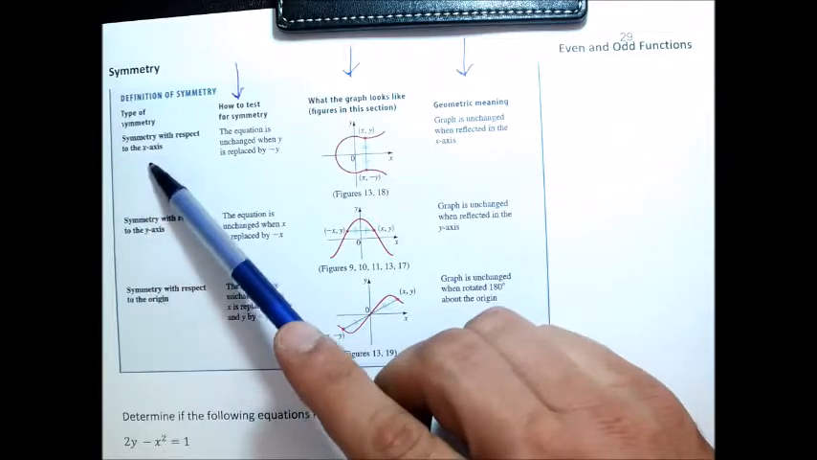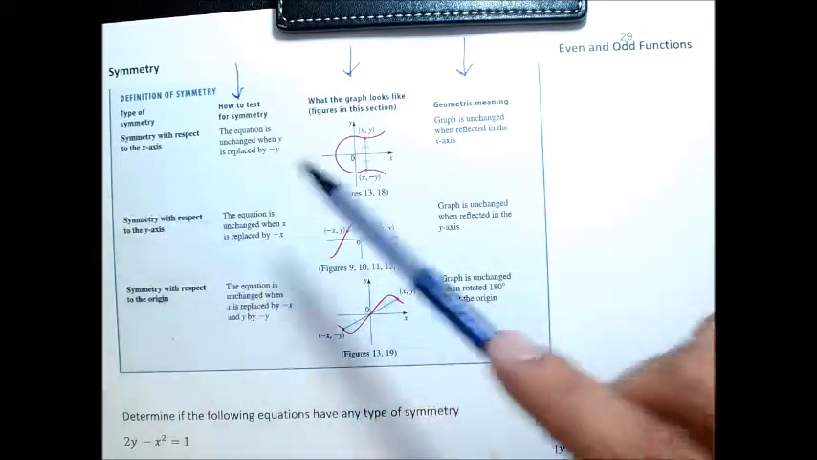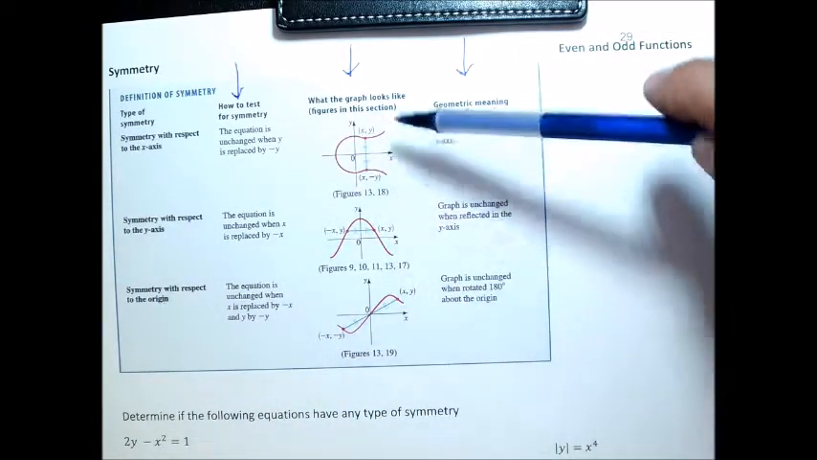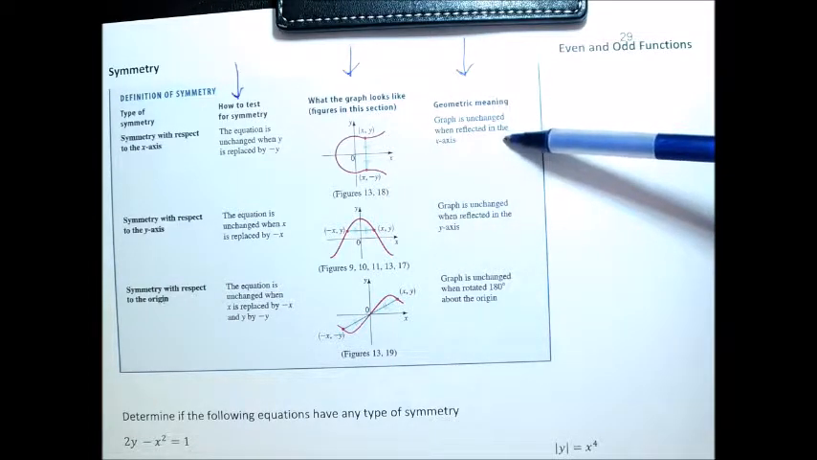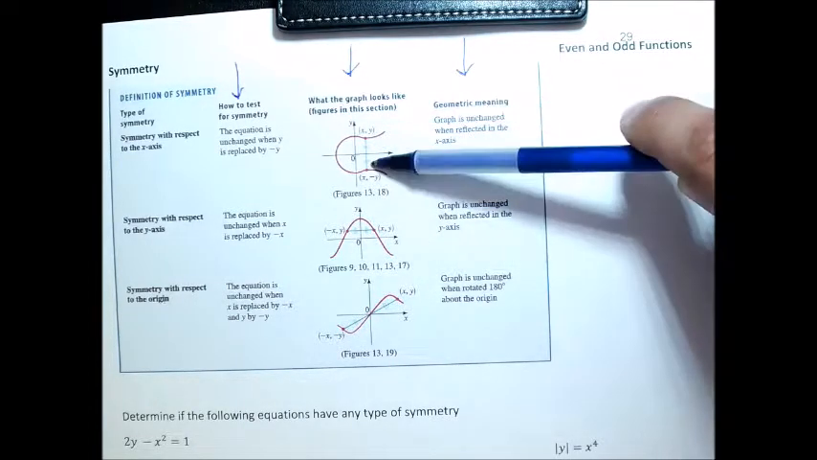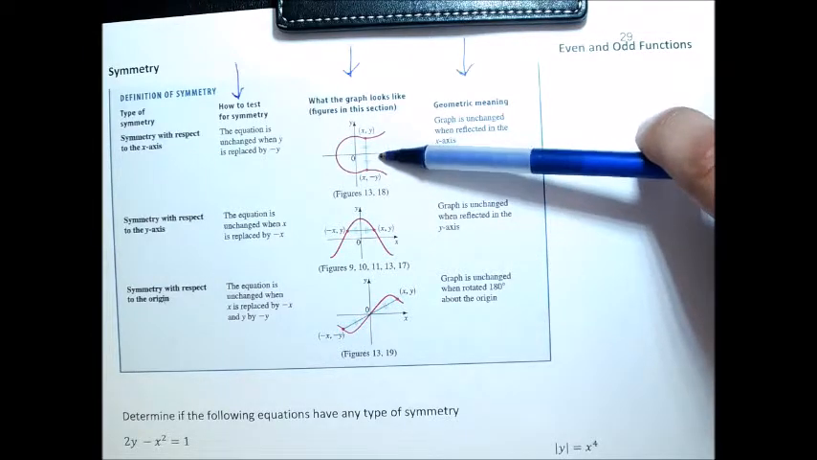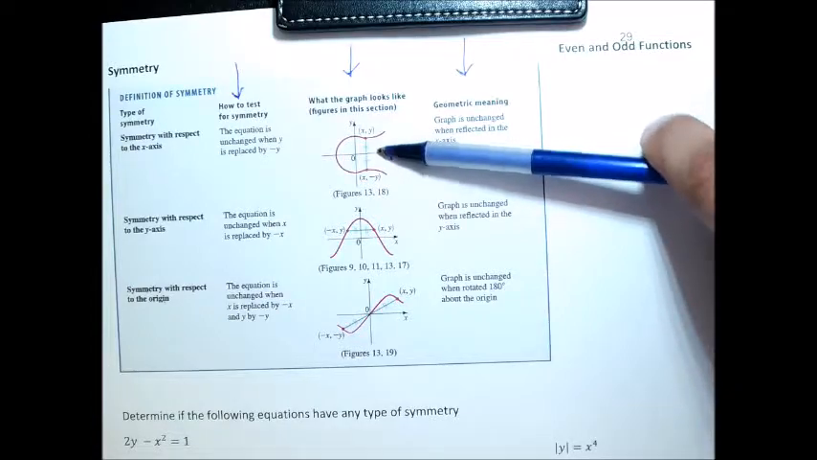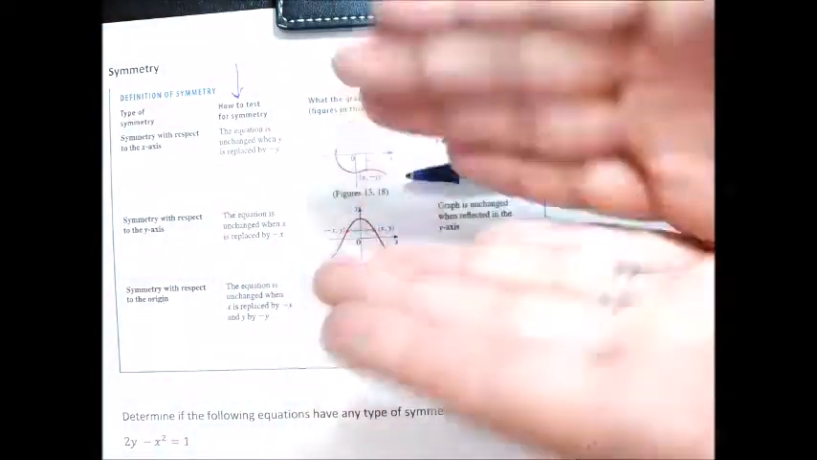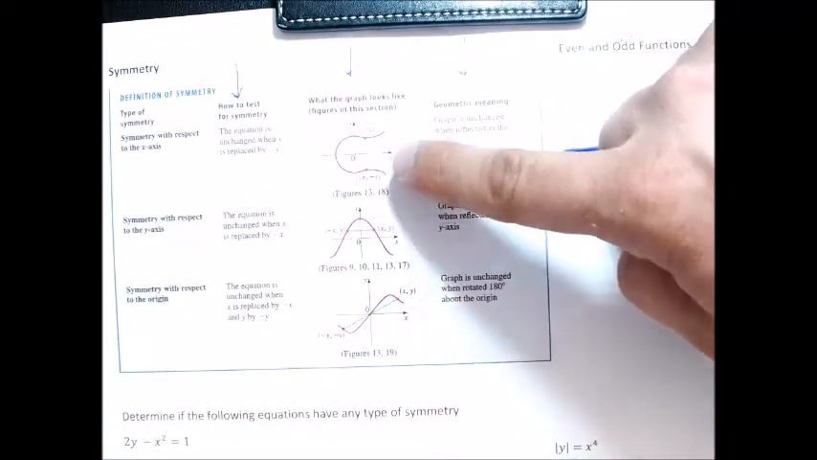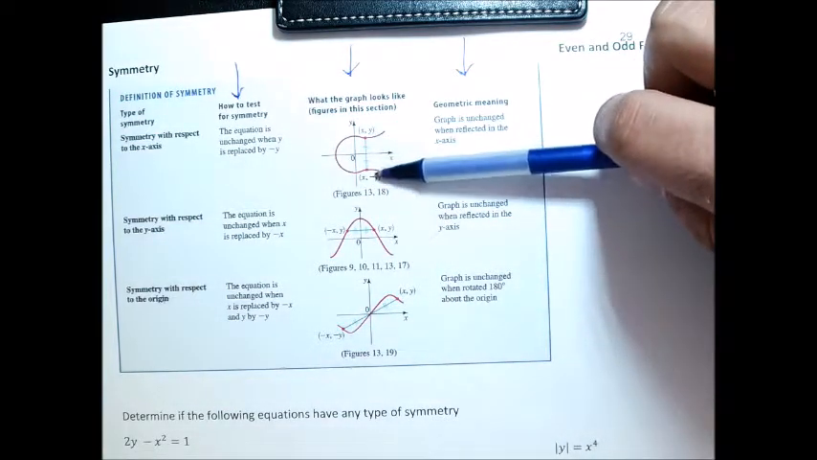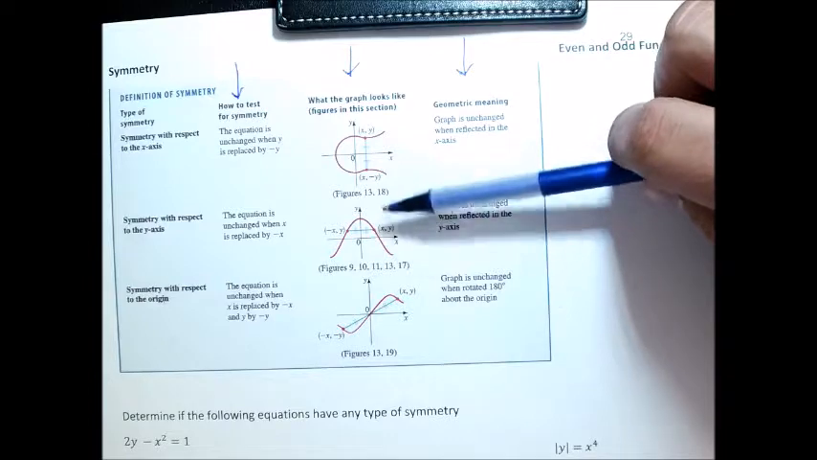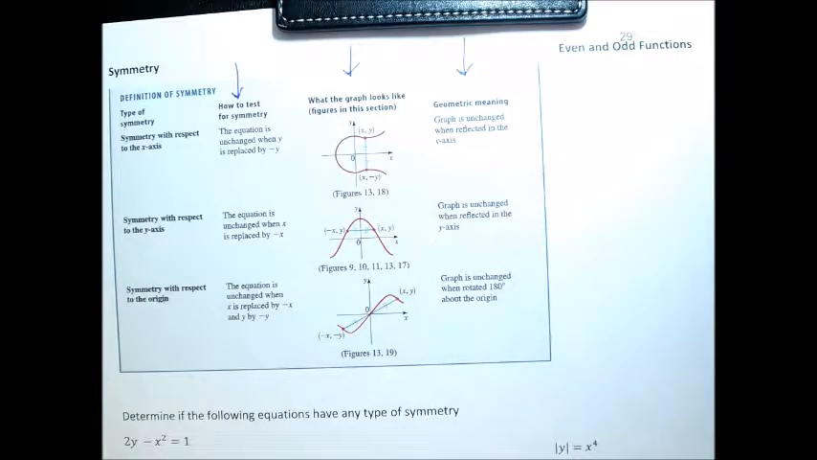So symmetry with respect to the x-axis, let's see what that looks like first. It looks like the graph is unchanged when it's reflected around the x-axis. In other words, the way I think about these ones is if we fold this graph along the x-axis, right, so we took it and we folded it like this, those two sides would line up with each other. Right, that side above the x-axis would line directly up with that side below it. So that's visually what it looks like.